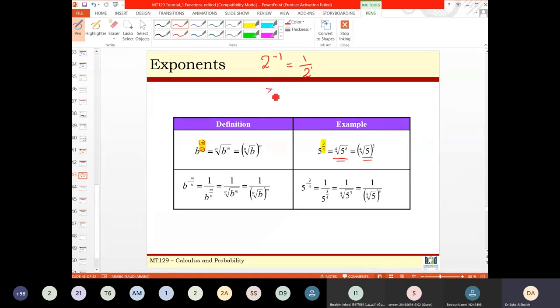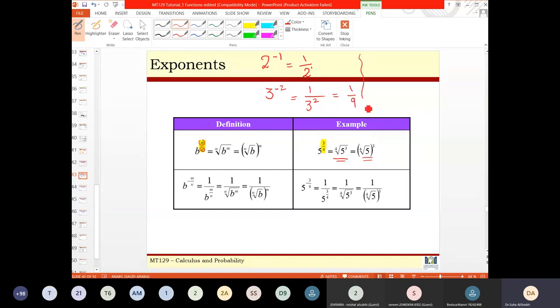Another example, if I say you have 3 to the power minus 2. The minus will bring it down. So this is 1 over 3 with its power 2. No, be careful Mohammed. The 3 to the power 2, all of it goes down. It's all going down. It's 1 over 3 squared, which is 1/9.